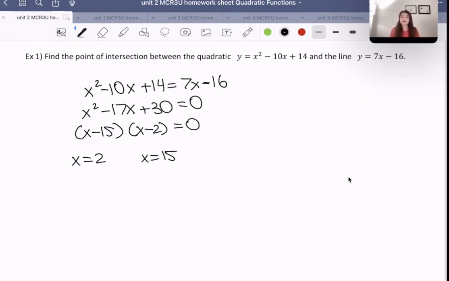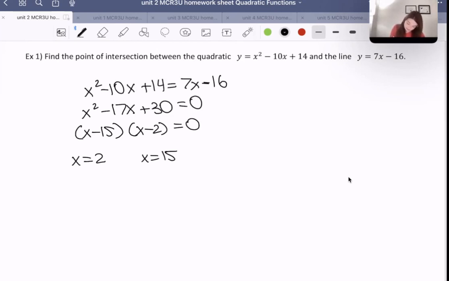Now, the next thing we need to do is find the y values, right? These are just the x coordinates of where the parabola and the line intersect. It doesn't account for the y coordinates, and they didn't just ask for the x coordinates. They said, what are the points of intersection? So to do that, we need to plug both these x values individually into one of the equations above. I'm going to choose the line because it's easier. However, you will still get the same answer should you choose the parabola. Or you could even plug them into both just to make sure you got the right answer. But I'm just going to plug it into the line.